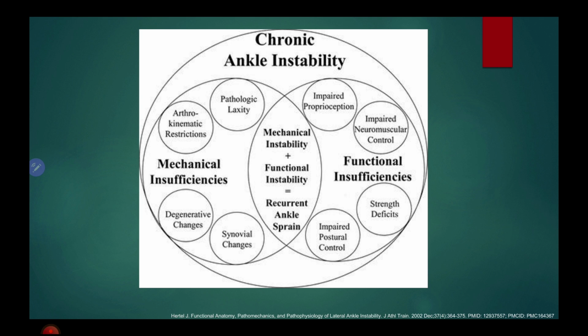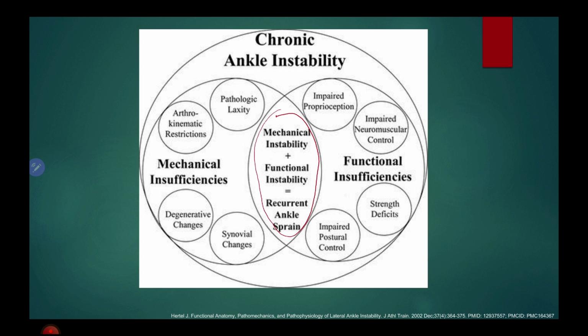This is a diagram which shows the entire umbrella term chronic ankle instability, which comprises both functional and mechanical insufficiency. And in most cases you see both a mechanical and a functional component. So in the majority of cases we might find a component of mechanical as well as functional instability.